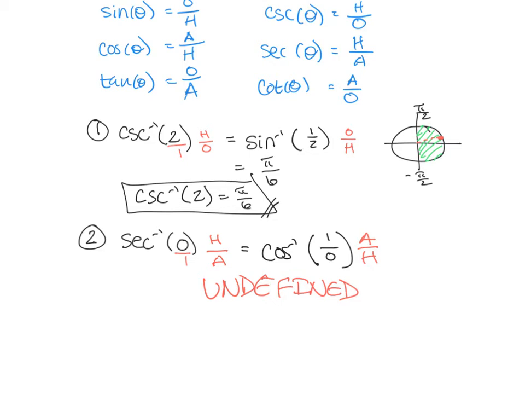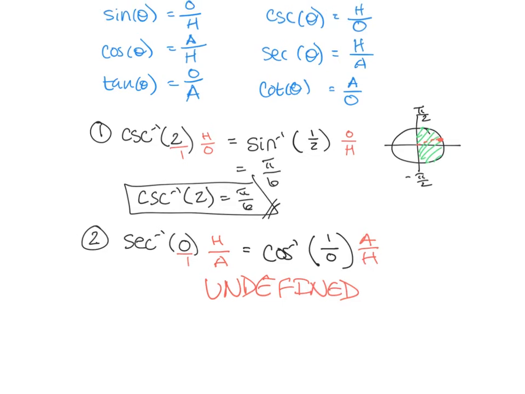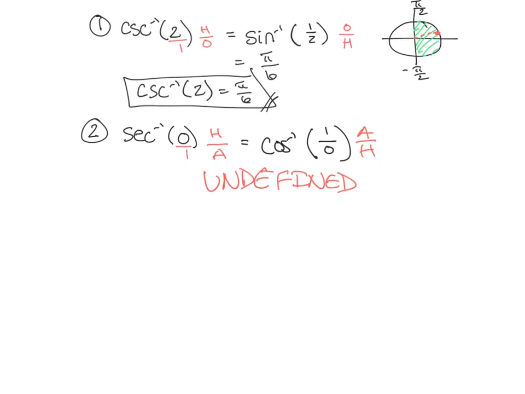So let's see. Let's try another one. This one will have an answer, I promise. So we're going to mix it up. We're going to take everything we've been learning and bring it all together. So our third example is going to be sine of secant inverse of 4.